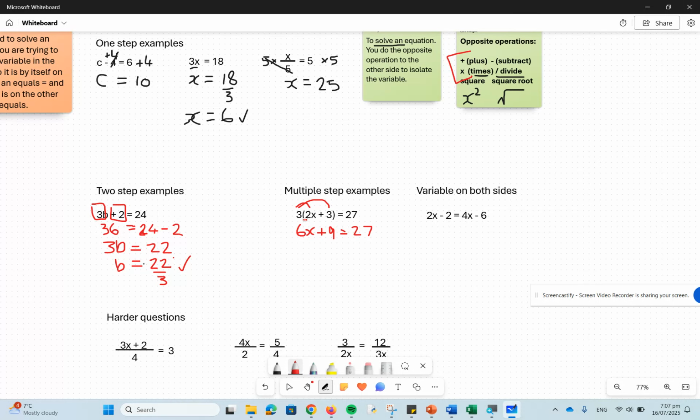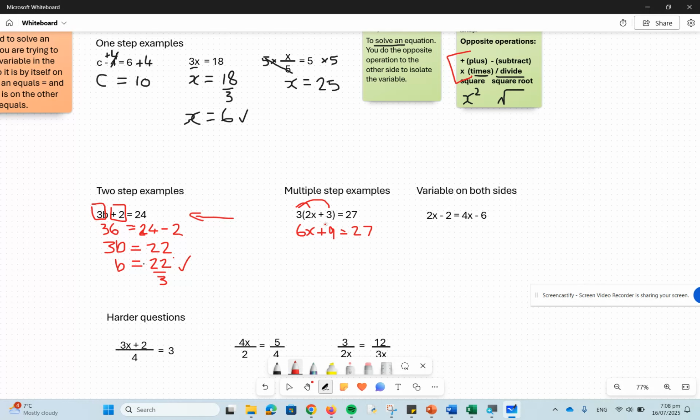Now that I've got rid of the brackets, it's actually just a 2-step problem like this one over here. It's the same sort of problem, because I got rid of the brackets, so that was 1 step, but now I've got a plus 9 and a times 6 on this side. So there are two things I'm trying to get rid of on this side. So this is just a three-step problem if you think about it.